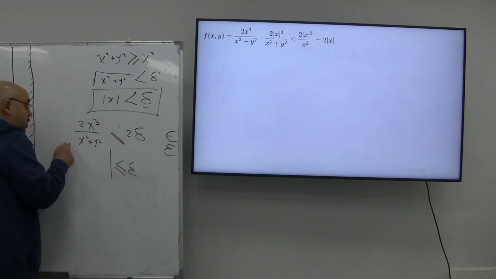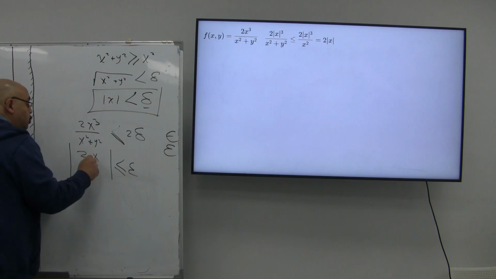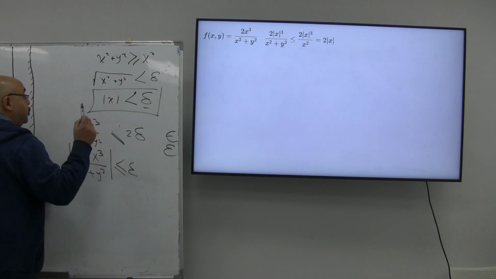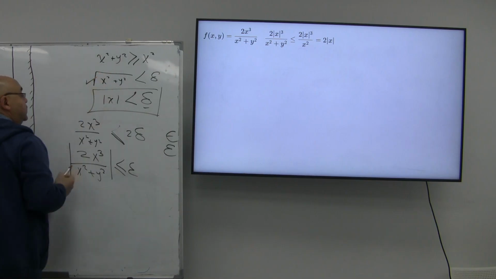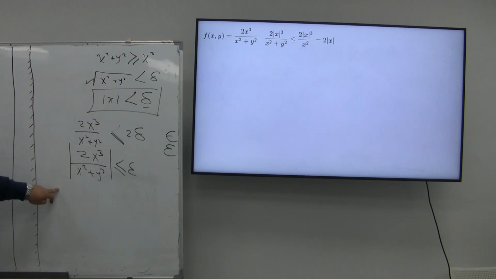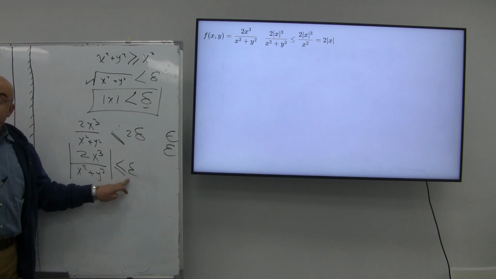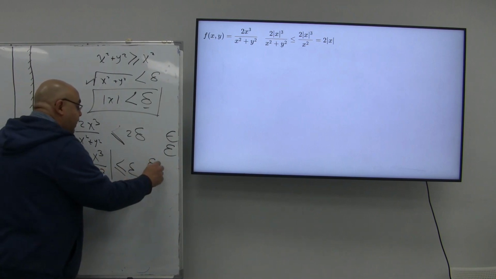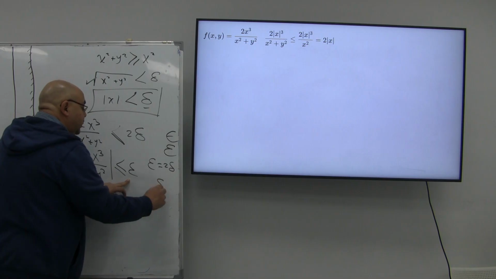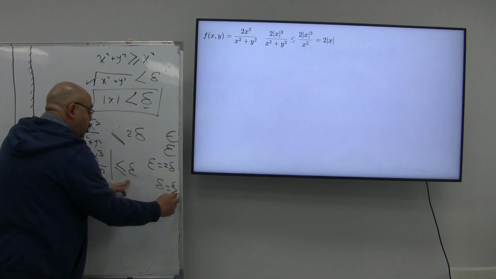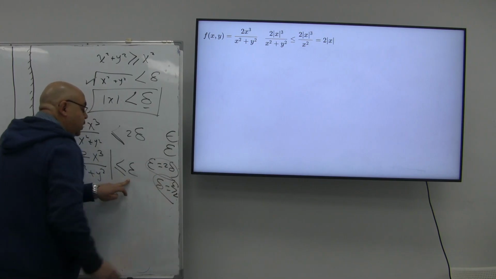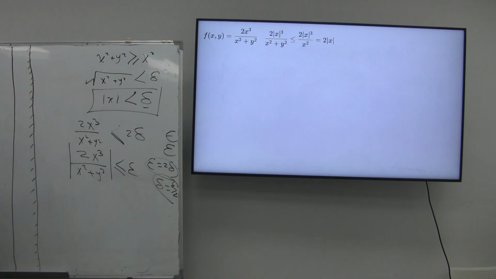So at the time being, we have proved that 2x cubed over x squared plus y squared is less than epsilon whenever the square root of x squared plus y squared is less than delta, where epsilon is chosen equal to 2 delta, that is, delta equals epsilon over 2. That's the link between epsilon and delta. Reaching this fact implies that the limit exists and it is equal to 0.